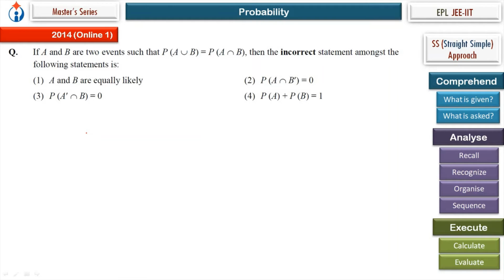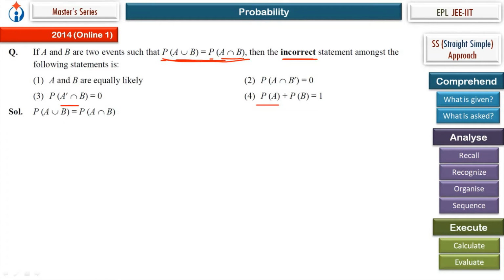Now let's look at the next question. 2014 online 1. If A and B are two events such that probability of A union B is equal to probability of A intersection B, so that is given. What is asked? The incorrect statement among the following options. Option 1 says A and B are equally likely. Second, probability of A intersection B complement equal to 0. Third, probability of A complement intersection B equal to 0. Option 4, P(A) plus P(B) equal to 1. So this is given and we have to look for the incorrect option.